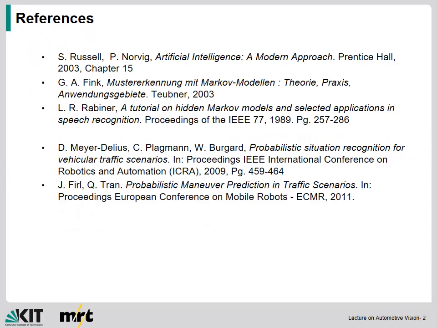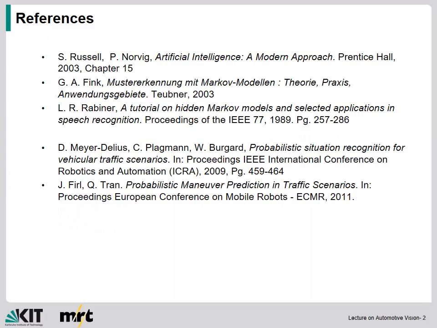Here is a list of references for this chapter. We are dealing mainly with hidden Markov models, and therefore the main references are the textbooks on hidden Markov models and how to use them in various applications. So you might consider the book of Russell and Norvig about artificial intelligence. It contains a chapter on hidden Markov models, some German book, Mustererkennung mit Markov Modellen, a book for various application areas, which at least shows the basic algorithms in a nice way.